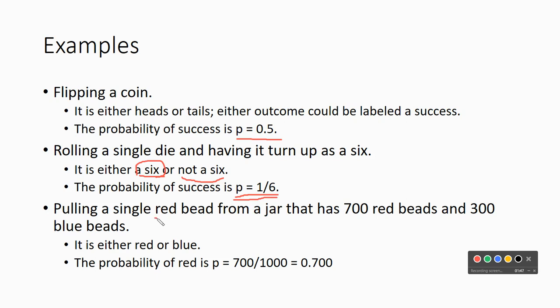If we have a jar that has 700 red beads and 300 blue beads, then pulling a single red bead from that jar is a Bernoulli experiment, because there can be only two outcomes. It can be either a red or a blue, and the probability of red, if we label red as success, is p equals 700 out of 1000, or 0.700. So these are all examples of Bernoulli experiments.